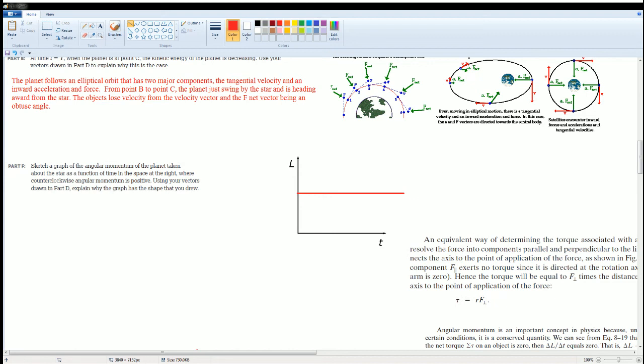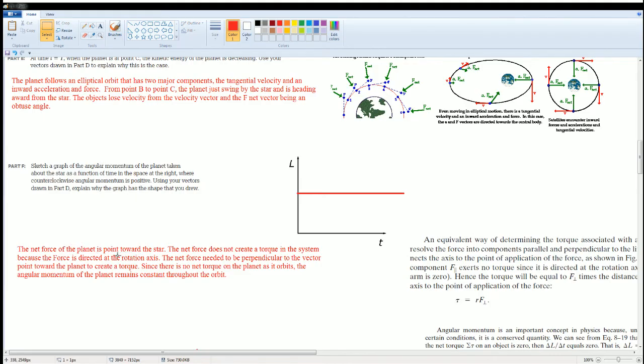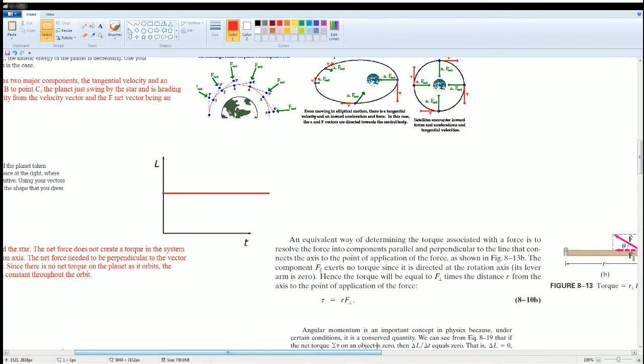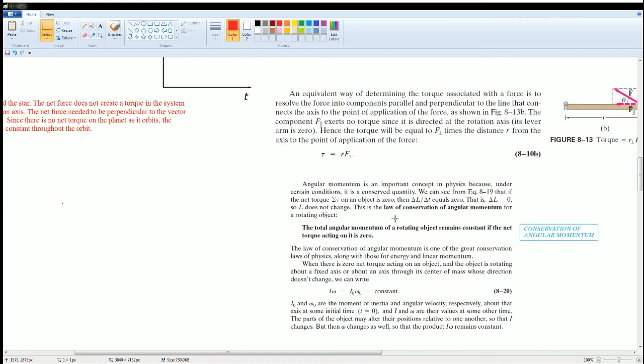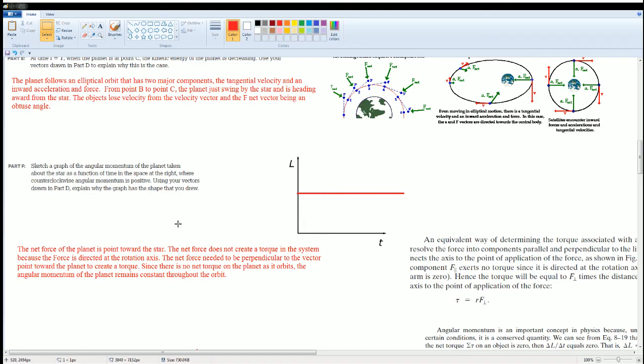Let me write the explanation on why. The net force on the planet is towards the star. The net force does not create a torque in the system because the force is directed at the rotational axis. The net force needs to be perpendicular to the vector pointing towards the planet to create a torque. So here I explain why the torque equals zero. If the torque equals zero, the conservation of angular momentum applies, so we can say it is constant. That is the reason why it's flat. Since there is no net torque on this planet as it orbits, the angular momentum of the planet remains constant through the orbit.